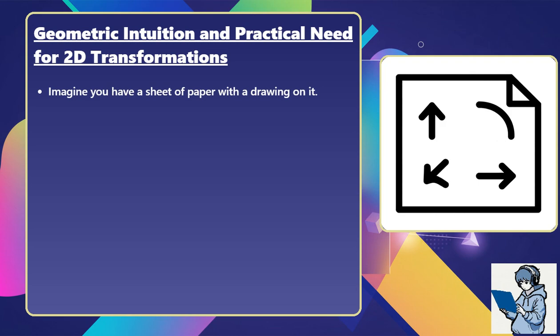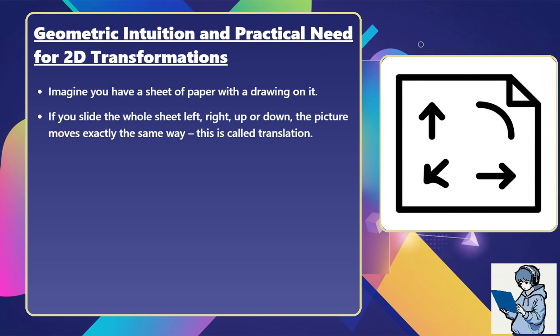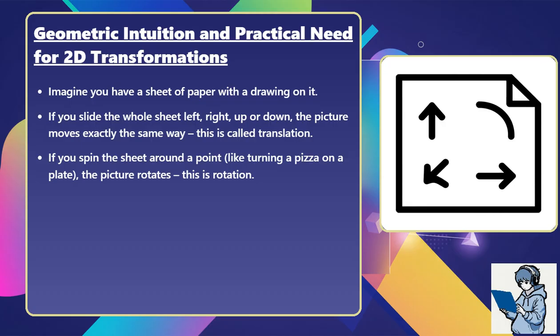Imagine you have a sheet of paper with a drawing on it. If you slide the whole sheet left, right, up, or down, the picture moves exactly the same way. This is called translation. If you spin the sheet around a point like turning a pizza on a plate, the picture rotates. This is rotation.